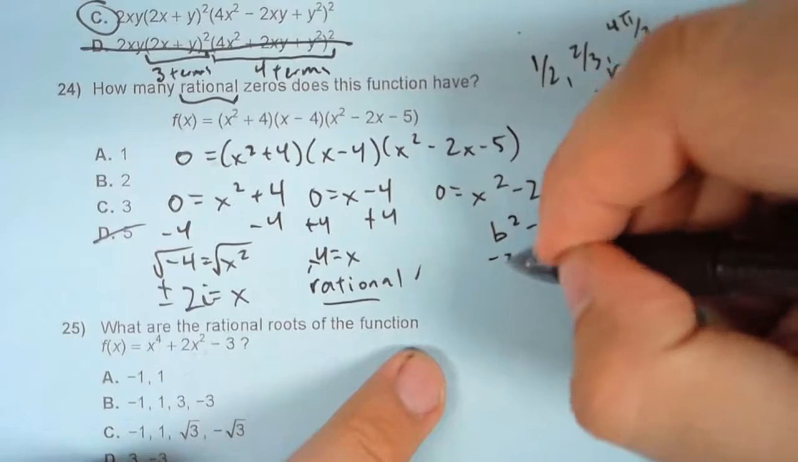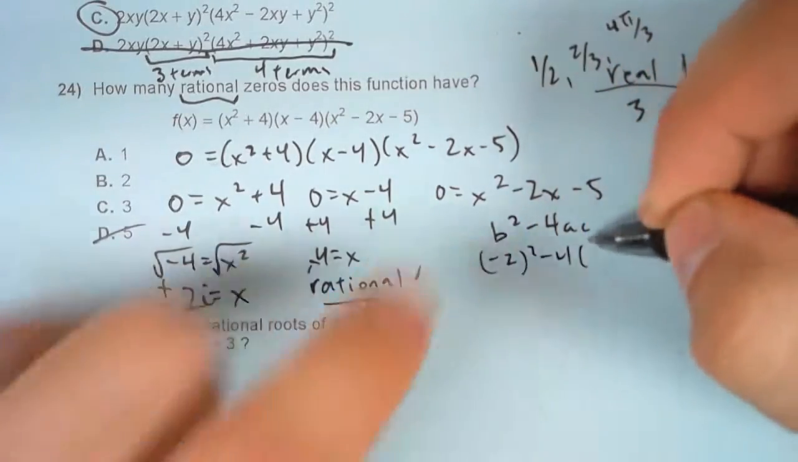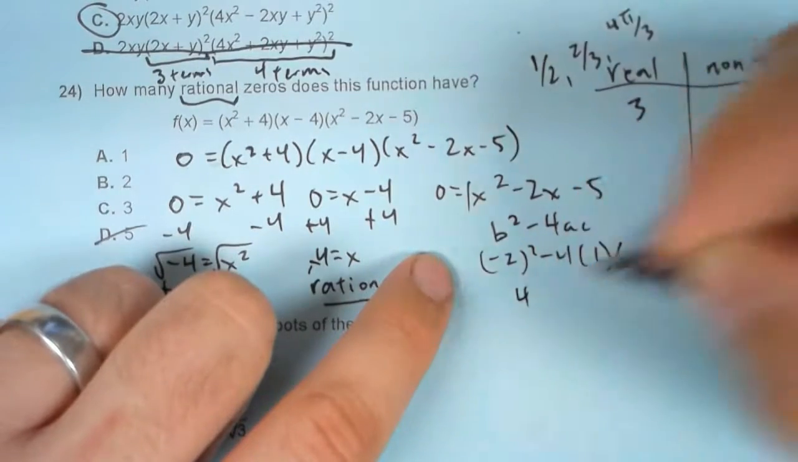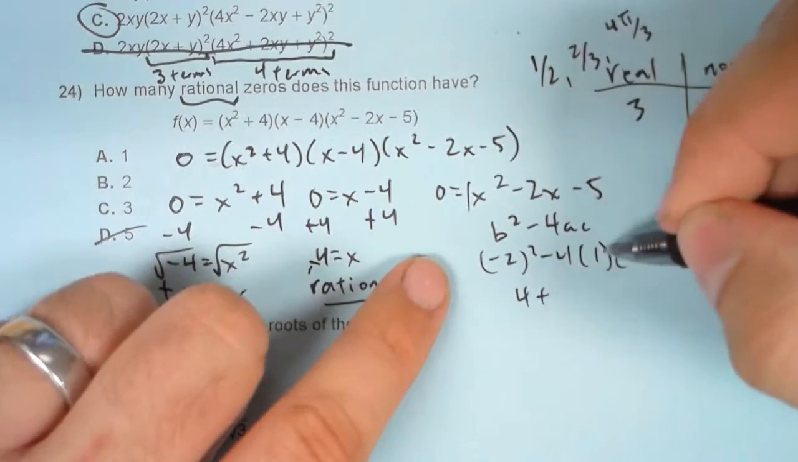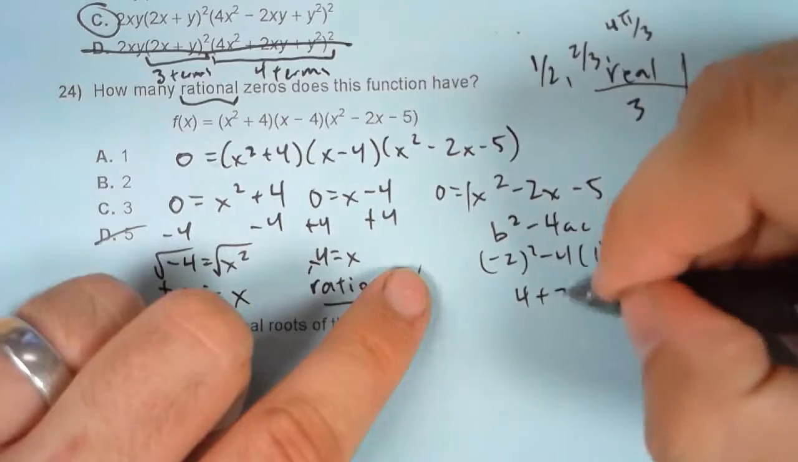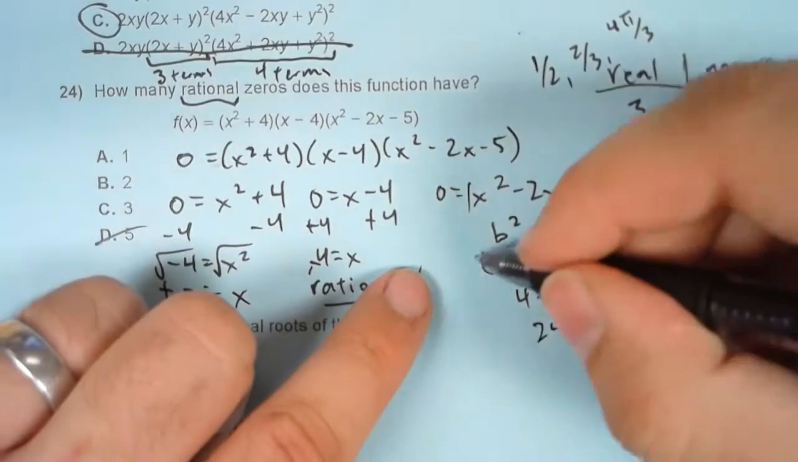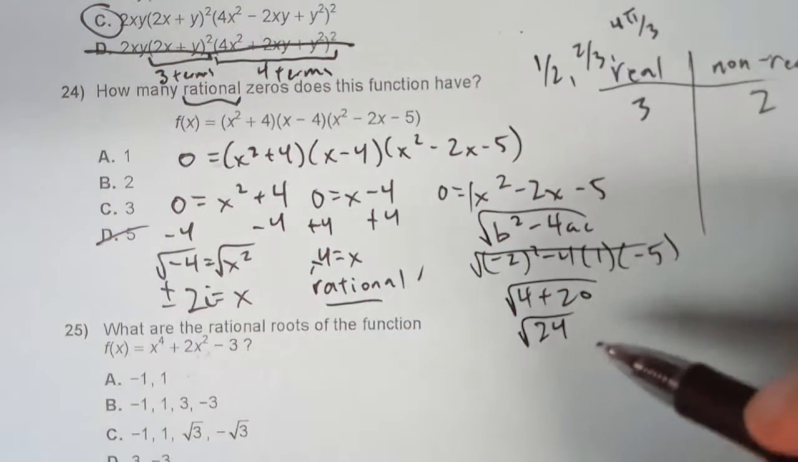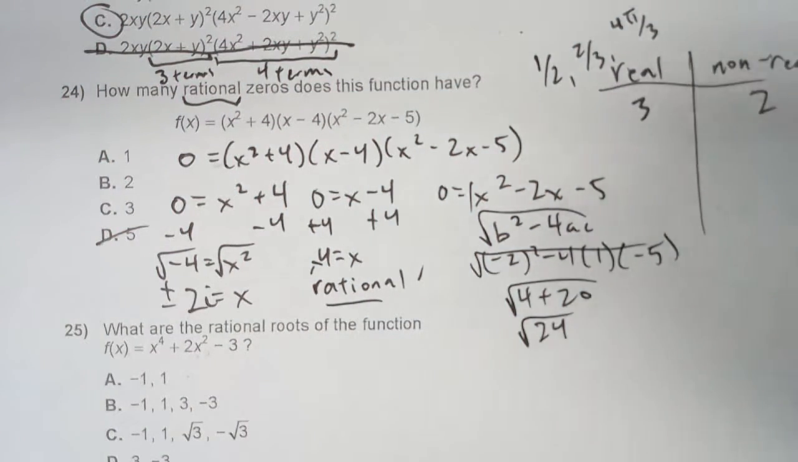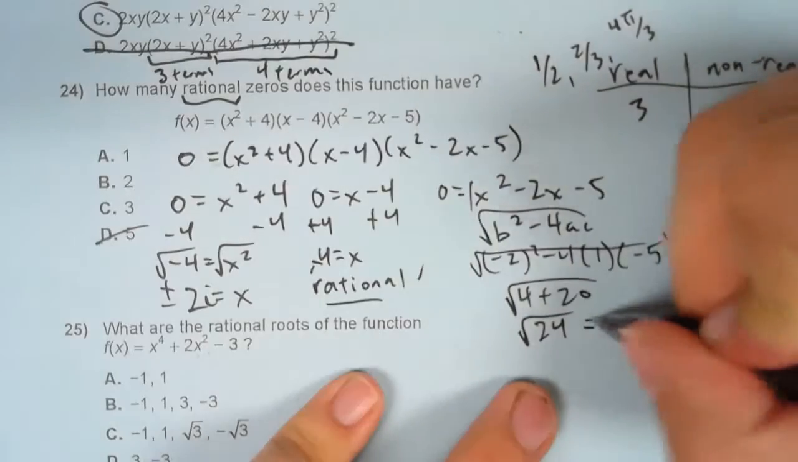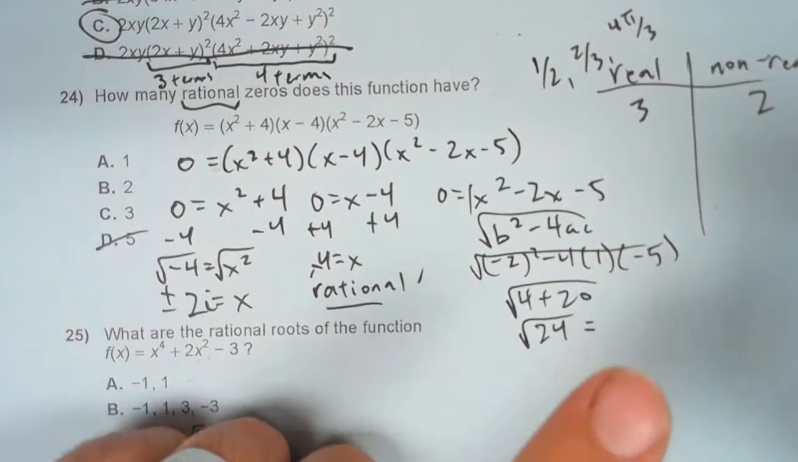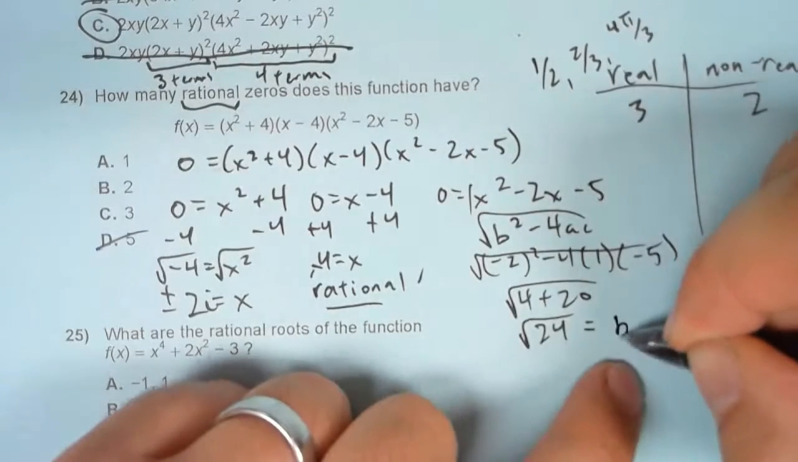b squared, negative 2 squared, minus 4 times a, which is 1, times c, which is negative 5. So we get 4 plus 4 times 1 is 4, times 5 is 20. Negative times negative is a positive. We get the square root of 24, which is irrational. If you plug the square root of 24 in your calculator, it is a number that goes on and on without end. Let's see, 3 squared is 9, 4 squared is 16, 5 squared, so it's between 4 and 5.